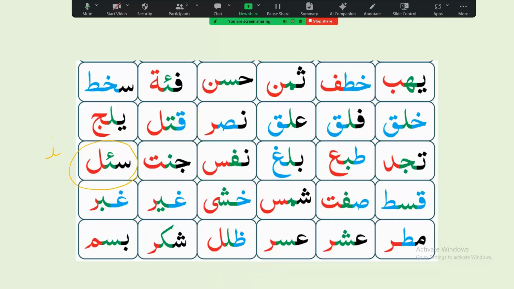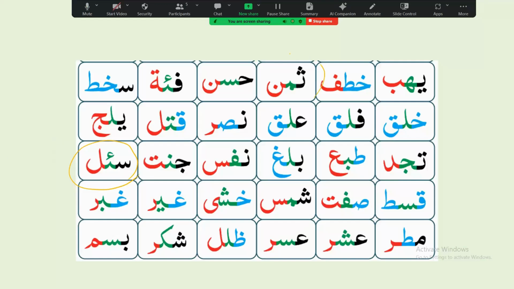Now you see Hamza is written here like this. So how did we guess it? Because of the shape of the Hamza only, right? So that is the way we guess it. This is Seen, and then we have Hamza, and then we have Lam. Seen, Hamza, and Lam here.